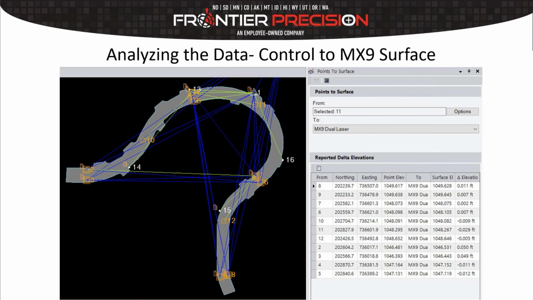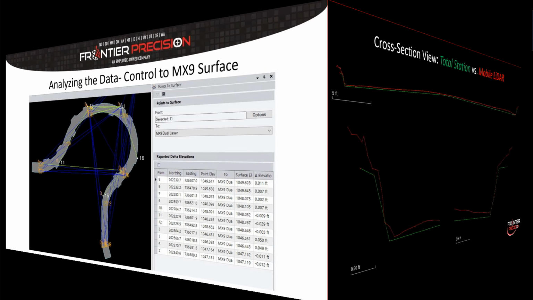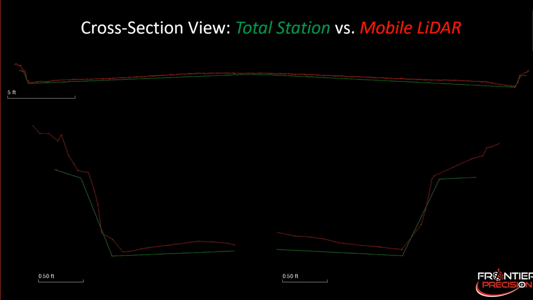Looking at the MX9 surface and comparing it to the control data, everything fell within our 2 centimeter threshold. So we didn't have anything too alarming to see there. And then looking at our cross-section view, you can see we have a really nice clean surface here of the road. And I actually think, the more I look at this, this is probably a better representation, because I can see, like the apron here and things like that. And it looks really good in the curb area as well.